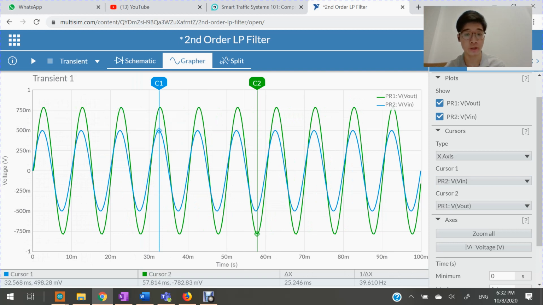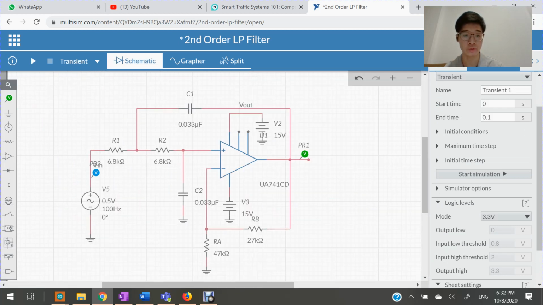So this is my transient response, which shows how the input and output voltage waveforms change across time. When we see here, the first cursor points towards my input, which is close to 500 millivolts, which is what we set as the AC voltage, and my second cursor is at about 780 millivolts, which means there is a small gain due to the RA and RB values here.